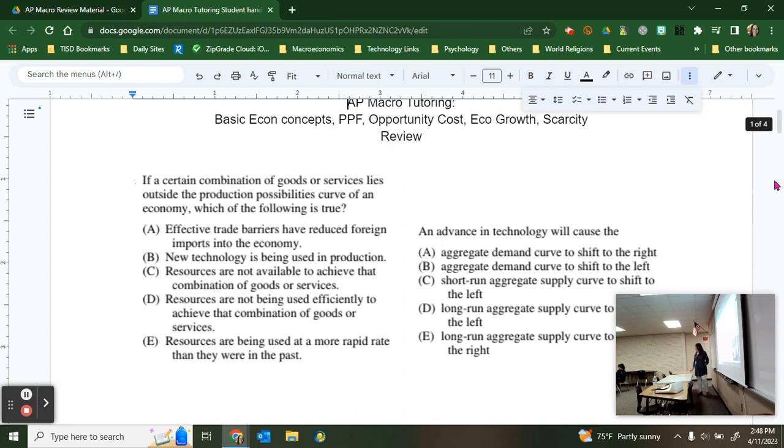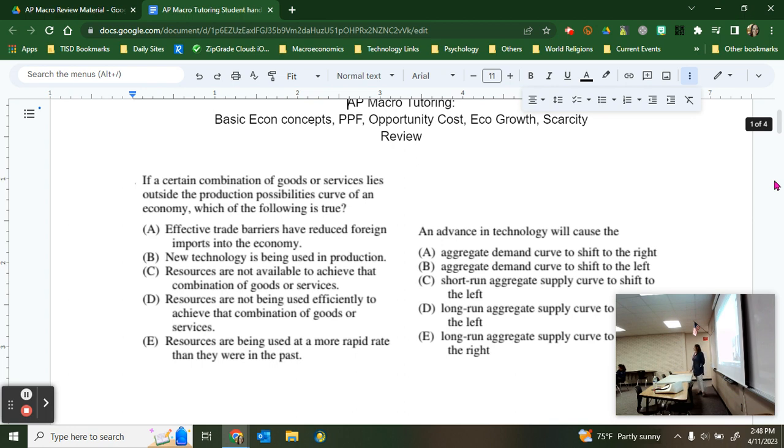I want you to lock eyes with someone at your table, and I want you to mouth the numbers of the unemployment rate that we consider full employment in the United States. 4 to 6%. 4 to 6% unemployment. Not even the range that we talked about.